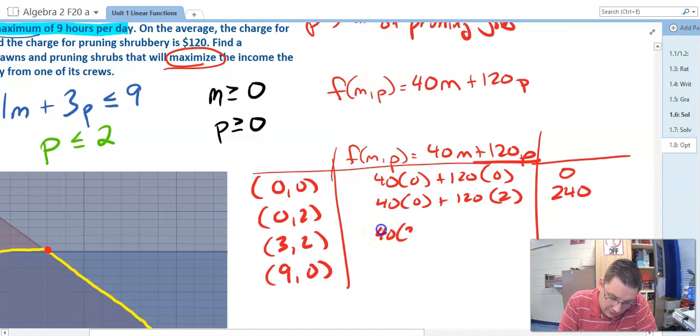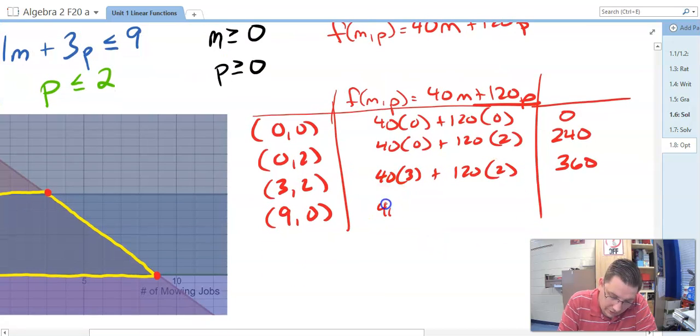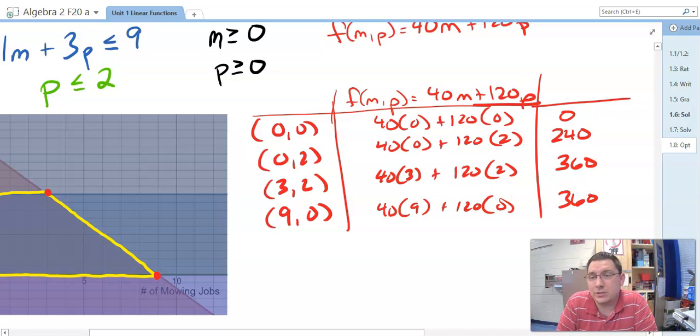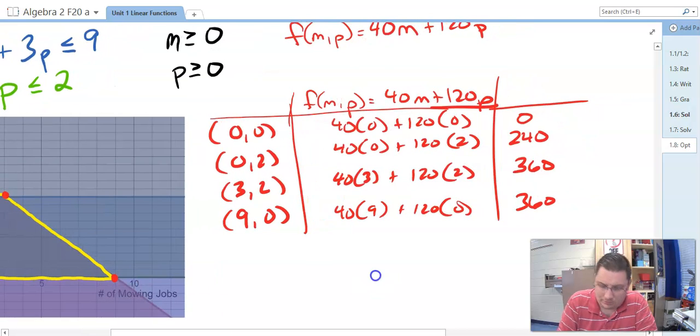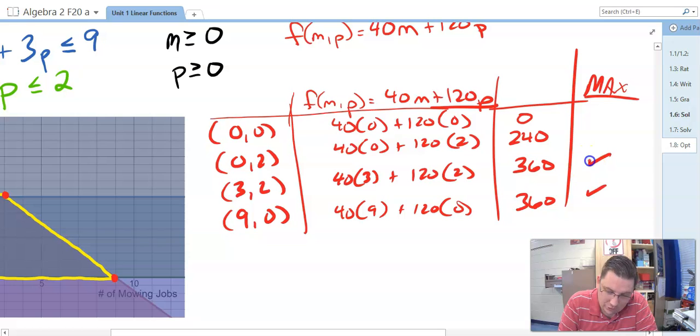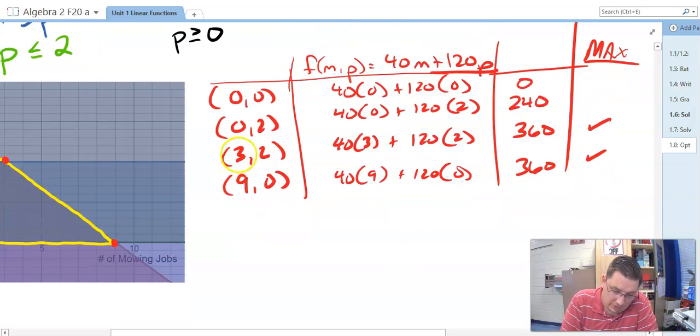Here I've got 40 times the 3 and 120 times the 2. So 40 times 3 is 120, this is 240, so it gives me a total of 360. And then finally here, 40 times the 9 plus 120 times the 0, that'll also give me 360. And so again, I'm looking for the maximums. So where's my maximum? I actually have 2 here that I could do. Well, remember that the first is m and the second is p.